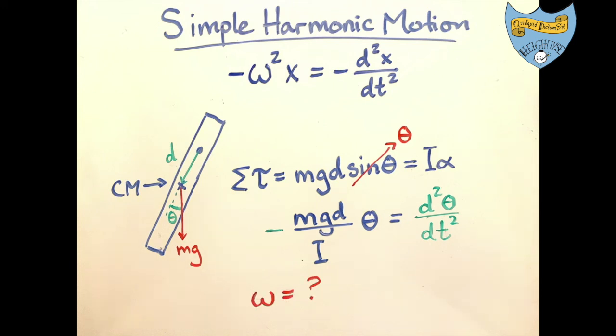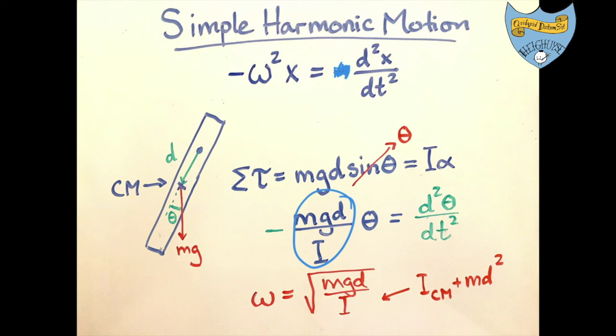Okay, so what is omega for a physical pendulum? Again, pause, think about it. What is omega? Well, since omega squared is always the bit between the negative sign and the position, omega must be the square root of mgd over I.